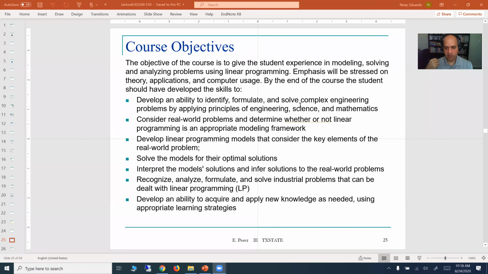Recognize, analyze, formulate, and solve industrial engineering problems that can deal with linear programming. And develop an ability to acquire and apply new knowledge as needed, using the appropriate learning techniques. Yeah, so that last objective is very general. That's more connected to an ABET objective, but you see that you'll be able to do that also at the end of the semester.